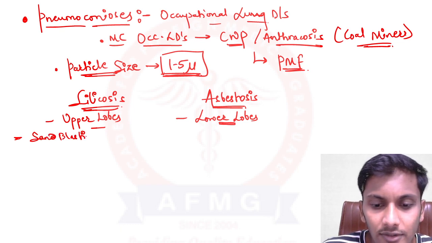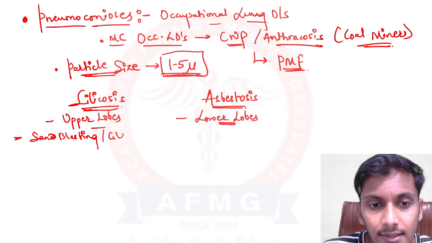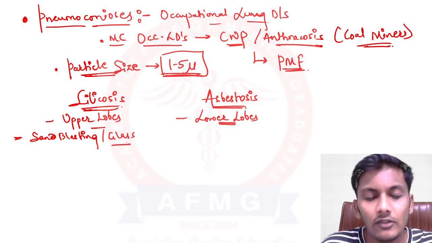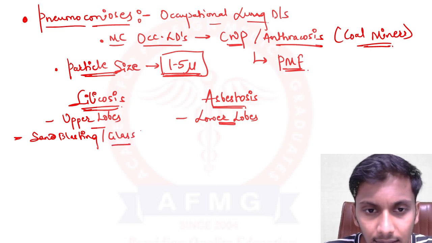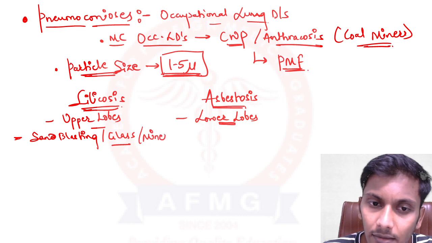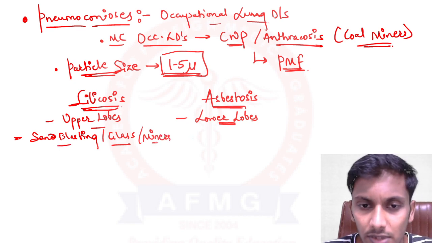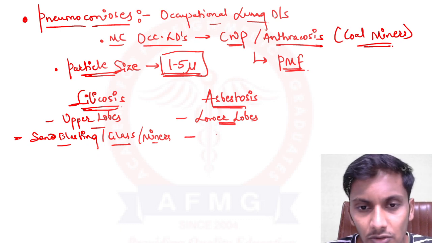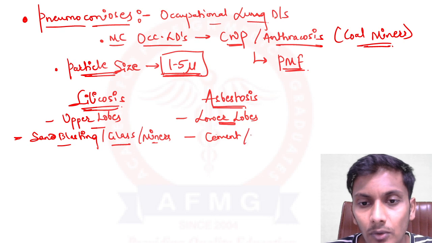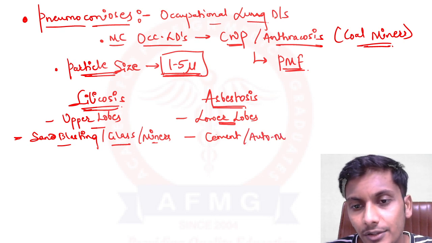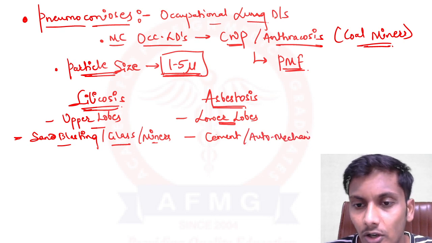It is seen in cases of sand blasting or glass cutting industries, or in cases of miners. These are the three important professions where silicosis is associated. Then asbestosis is usually associated with the cement industry or auto mechanics. So asbestosis is more commonly associated with cement industry workers or auto mechanics.